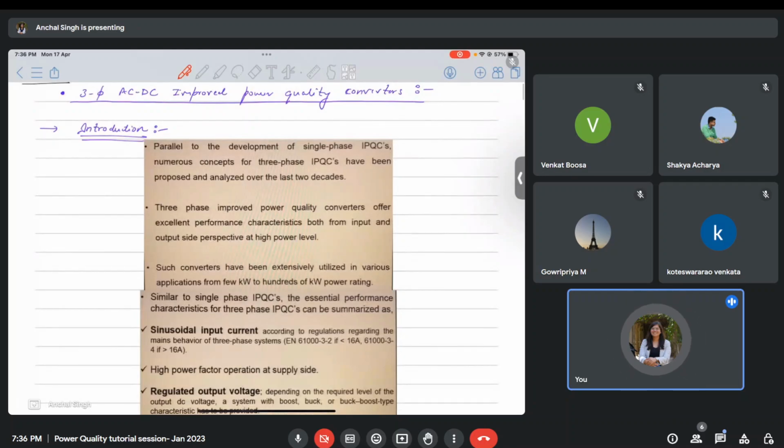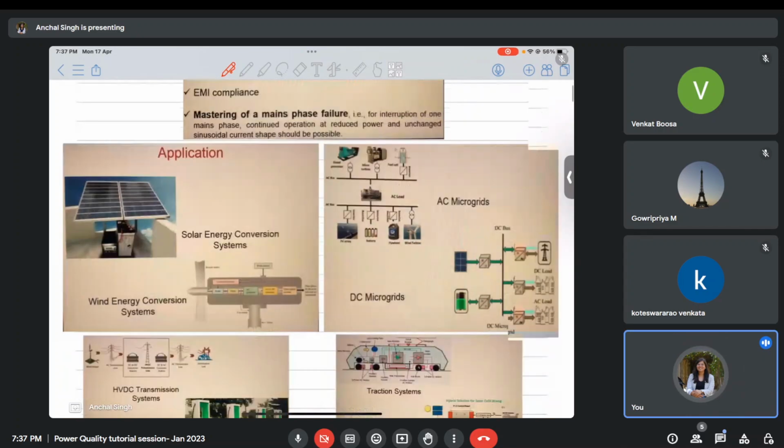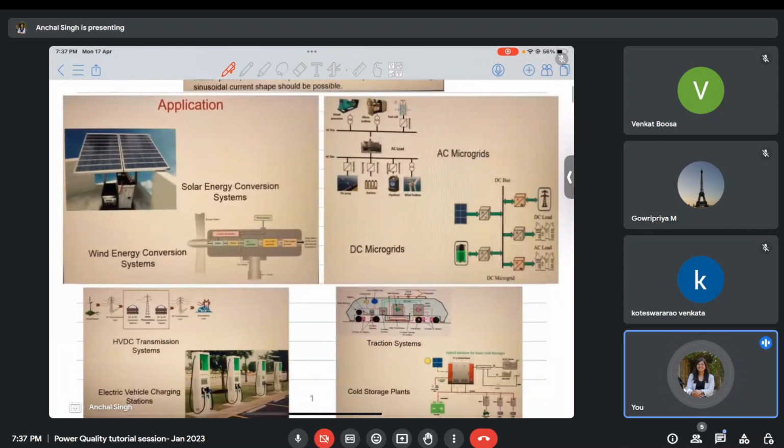Then in a similar way, we were discussing single phase IPQC or improved power quality converters so far, right? Now we'll move on to the category of three phase IPQC converters. In three phase IPQC converters, there is the solar energy conversion system and the wind energy conversion system. These conversion systems have applications of three phase converters inside them.